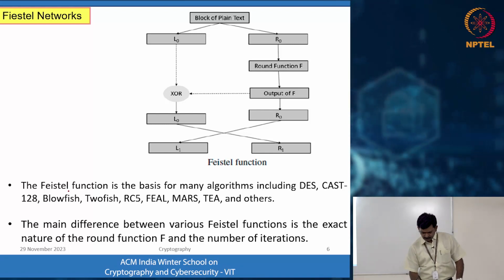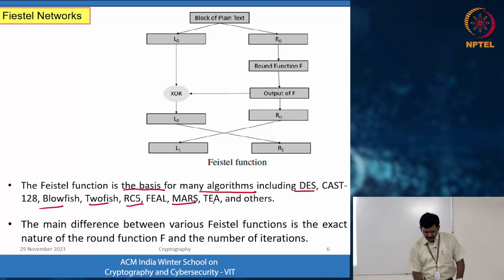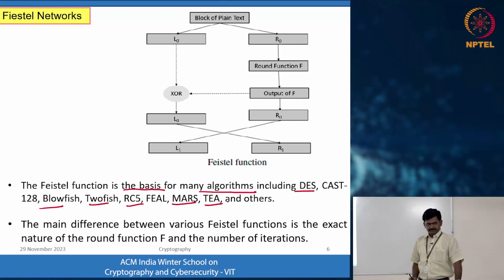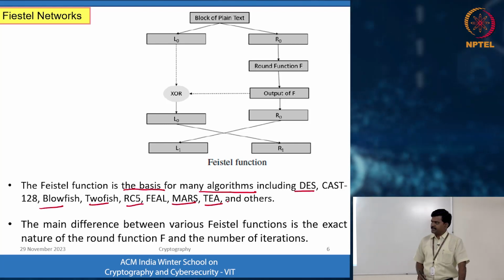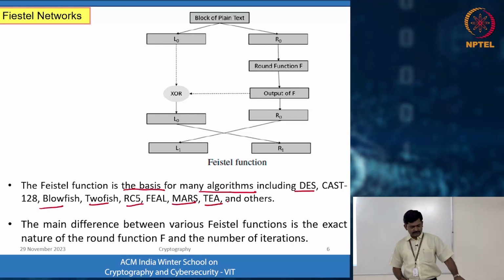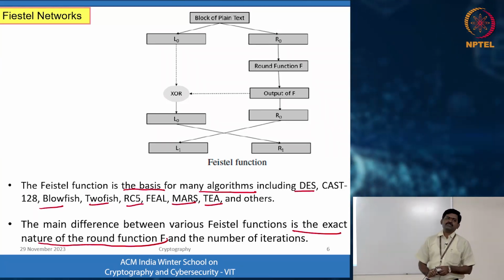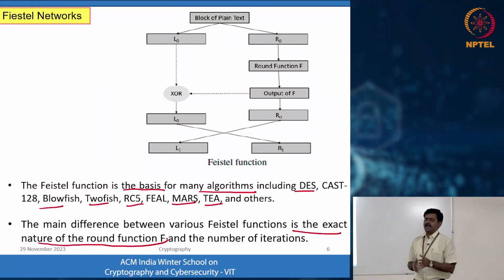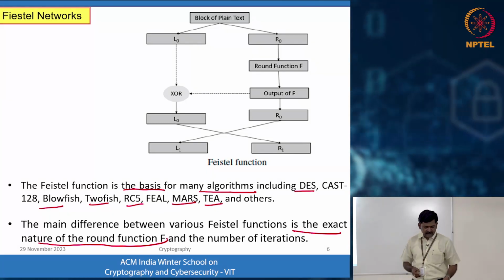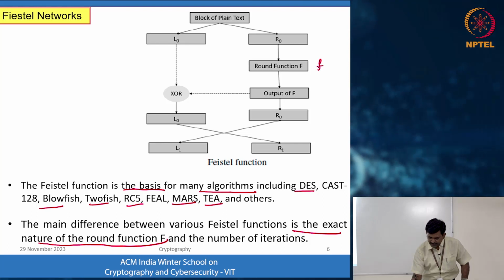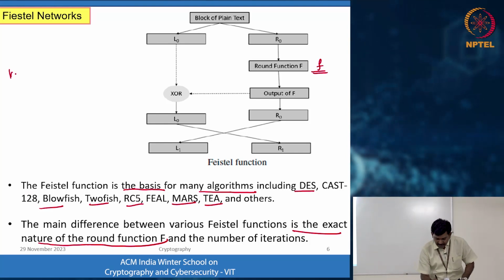So if you notice, the Feistel function is the basis for several algorithms, including DES, Blowfish, Twofish, RC5, Mars, and so on. There are so many block symmetric ciphers which are based on the Feistel network. The main difference between these functions is the exact nature of the round function. That means if you understand the skeleton structure of Feistel and understand one of these algorithms, understanding the rest is easy, because what you are doing in the other algorithms is what happens in this particular round function f, the number of iterations that you perform, and most probably the key scheduling algorithm.